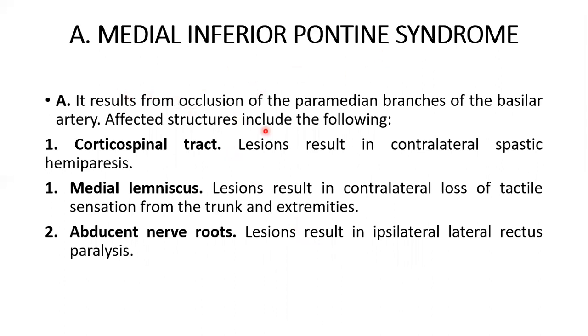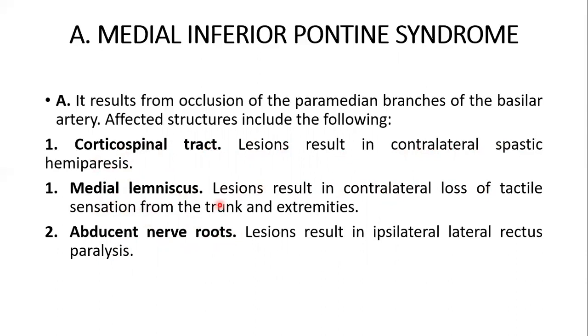What is that? It results from occlusion of the paramedian branches of the basilar artery. The affected structures are those lying close to the midline: the corticospinal tract, the medial lemniscus, and the abducent nerve roots. What results from a corticospinal tract lesion? Contralateral spastic hemiparesis. Their lesion will result in contralateral, opposite side, spastic hemiparesis, and when the medial lemniscus is paralyzed, that will result in contralateral loss of tactile sensation from the trunk and extremities.